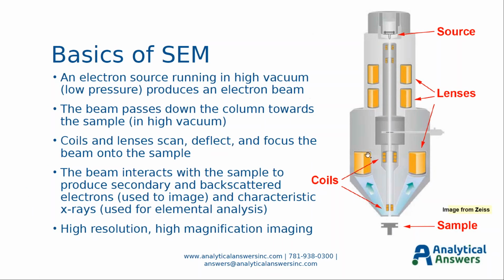So here's a basic schematic cross-section of what a standard scanning electron microscope column looks like. What we start with is a source of electrons, and that's a filament. It could be made out of many materials, but it runs in high vacuum, a very low pressure, in order to produce an electron beam. The beam then passes down the center of the column, again in high vacuum, and towards the sample at the bottom. On the way, we have lenses and coils which focus the beam at the surface of the sample and also cause it to scan, which controls the magnification, the field of view that you are going to be looking at. And once the beam hits the sample, it interacts with it to produce secondary and backscattered electrons, which we can use to image, and it also produces characteristic X-rays, which you can use for elemental analysis. Basically, the practical upshot is that you get high resolution, high magnification imaging, and of course, elemental analysis thrown in to boot.